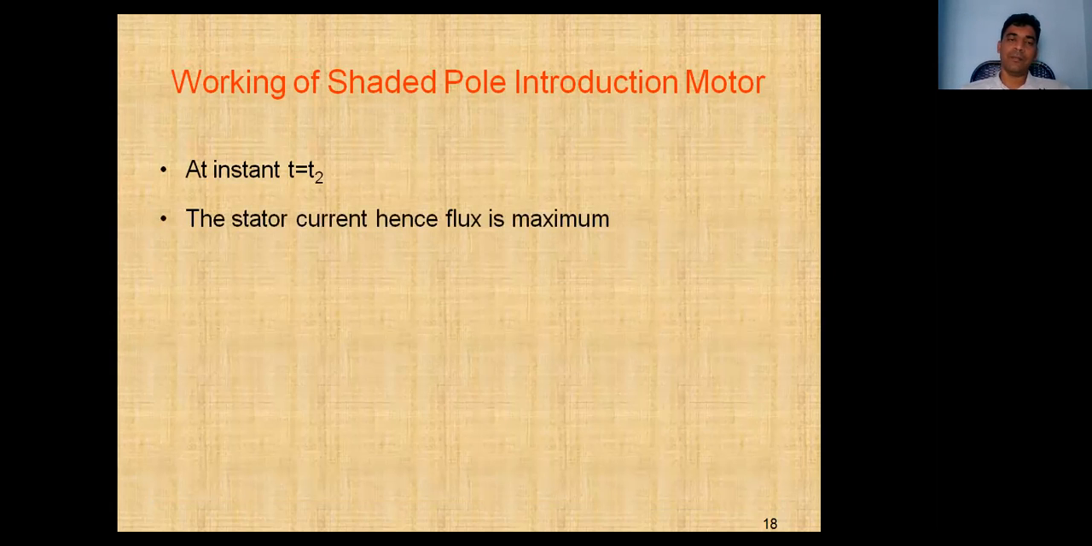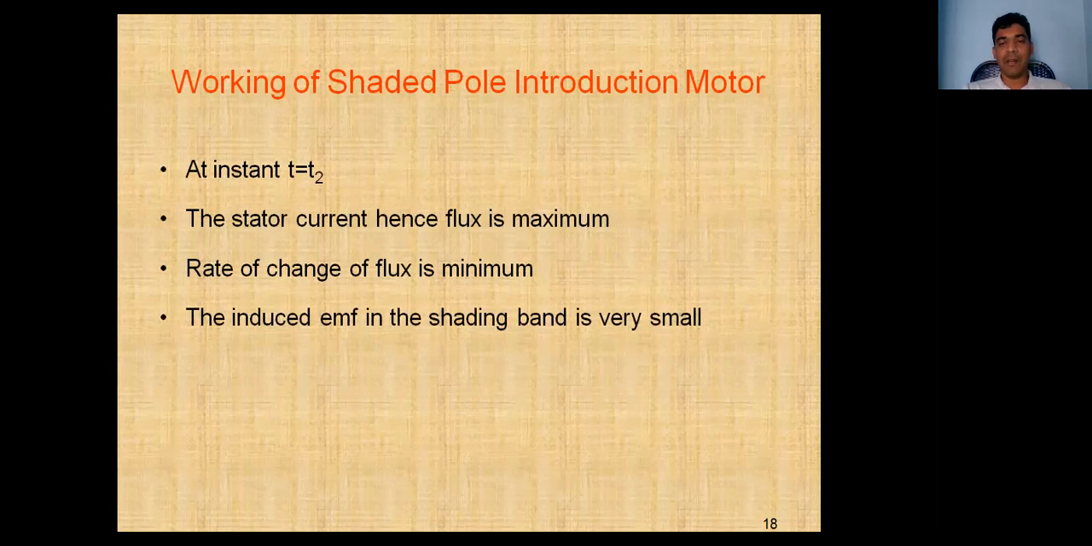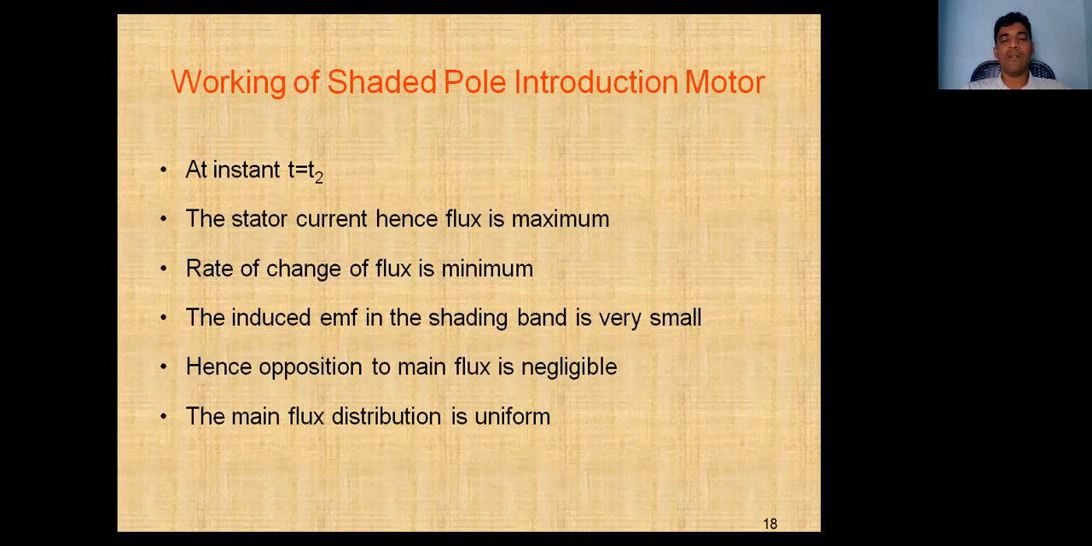So, working of shaded pole induction motor. At the instant t equal to t2, the stator current, hence the flux, is maximum. The rate of change of flux is minimum. The induced EMF in the shading band is very small, hence opposition to the main flux is negligible. The main flux distribution is uniform and the magnetic axis is at the center of the pole.